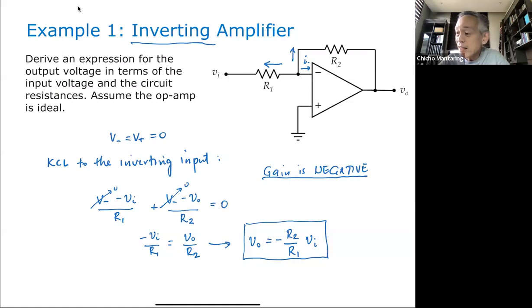I could have analyzed this using the model of the op-amp. So I could have plugged in the model, the one with RI, then AOL, then RO. Then I could have analyzed this using nodal analysis and plugged in the values of RI, RO and AOL. I could have done that, but because I assumed it was ideal, my analysis became very easy.